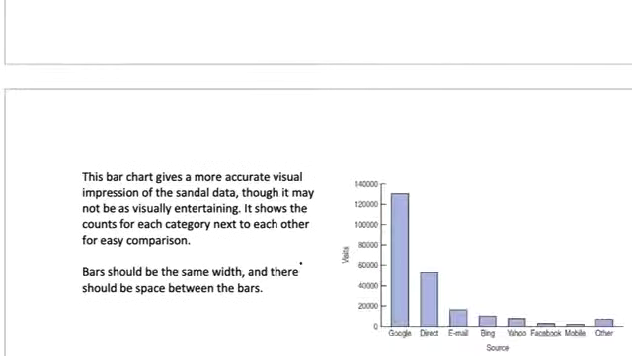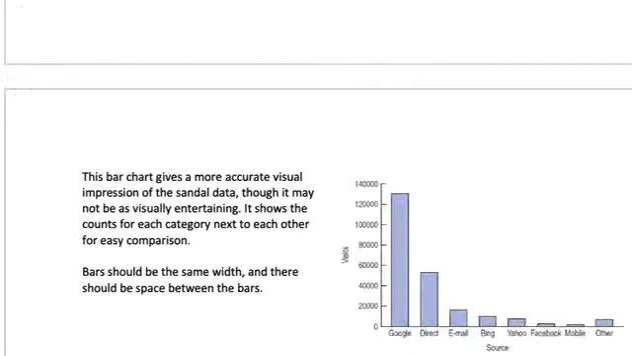This is a bar chart of the shoe data from earlier, and so not as visually entertaining, but it's easier to compare the magnitudes of the different categories. So in this bar chart, it's easier to see that Google is a little over twice as much as direct because the bar is a little bit more than twice as big.